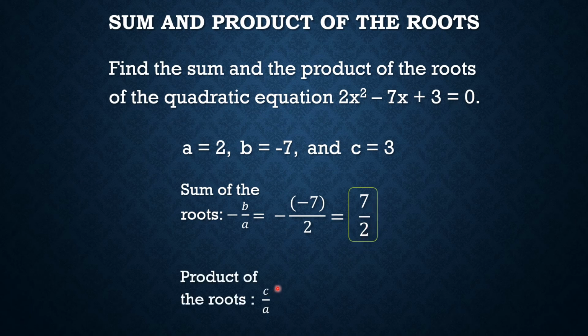And for the product, by simply following C over A, we have the value of 3 for C, and then the value of 2 for A. So therefore, the product of the roots of this quadratic equation is 3 over 2.